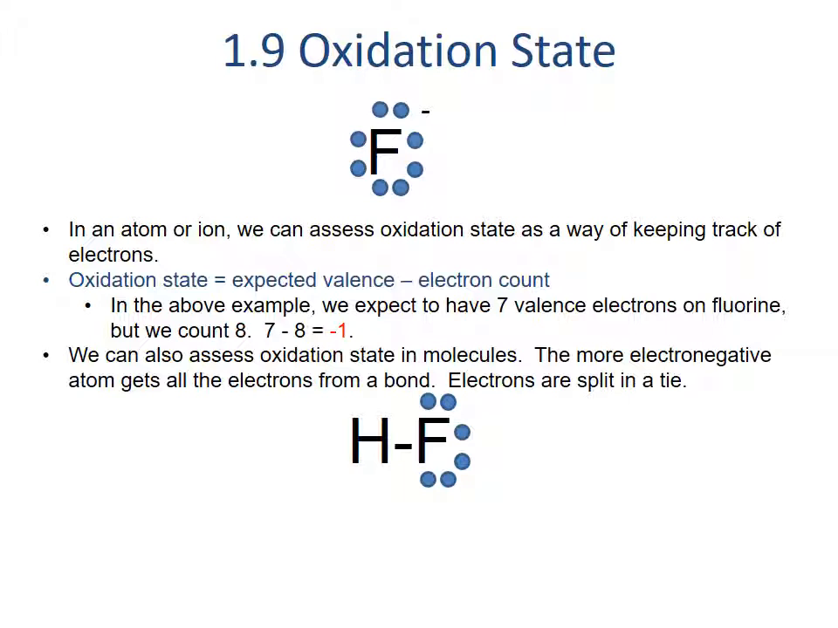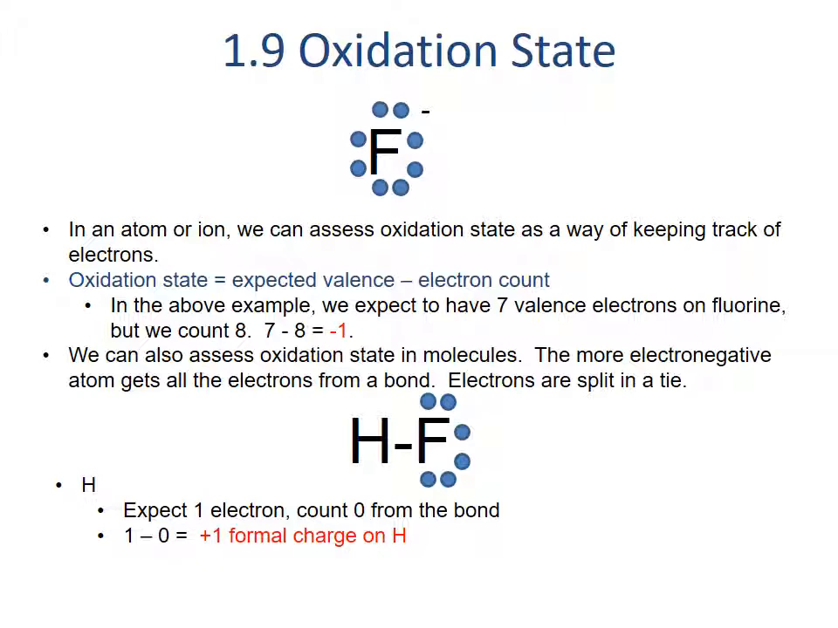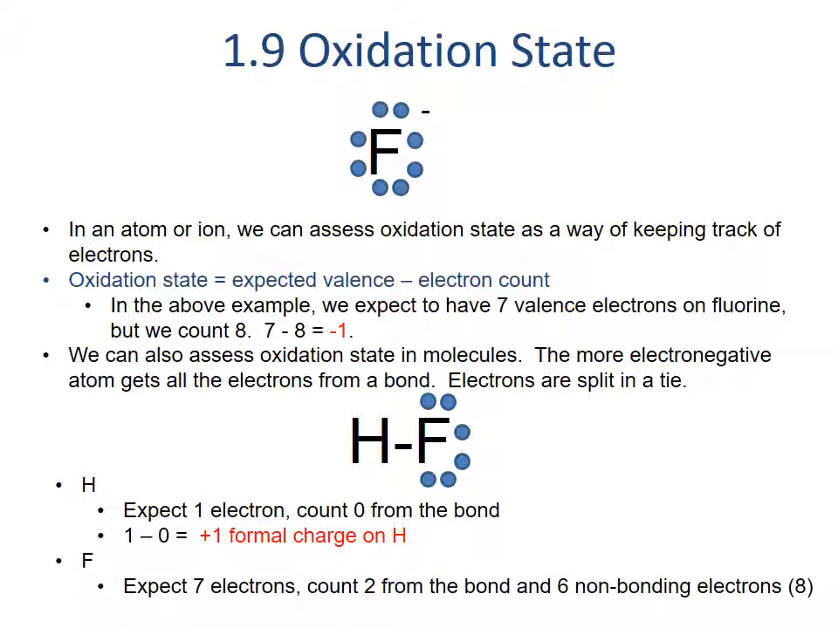If we look at the case of hydrogen fluoride, we see that the hydrogen gets nothing from this bond, and so we end up with a formal charge of +1 on the hydrogen. For the fluorine, we would expect 7 electrons, but we get 2 electrons from the bond and 6 non-bonding electrons for a total of 8, and we end up with a formal charge of -1.